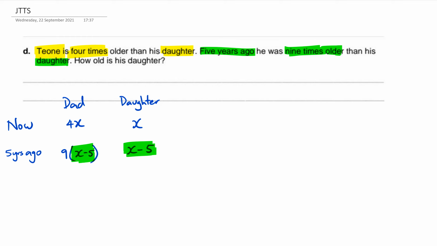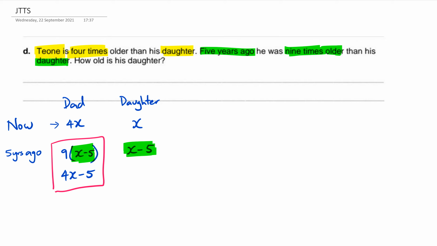That's what it is. Now there's one other piece of information that we also know. Some of you might have done this: you might have seen dad's age, which is 4x right here, and said, okay, if dad's age is 4x right now, then 5 years ago, dad's age is also 4x minus 5. So what we essentially have done is create two expressions that are equal to each other. There are two ways to look at this.